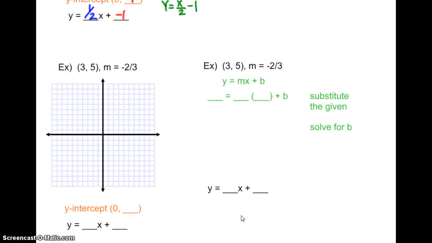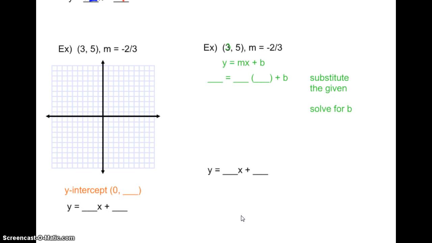This time, in my second example, I'd like to start with the formula and try to solve and write the equation of my line using the formula, y equals mx plus b. That's my slope-intercept form.